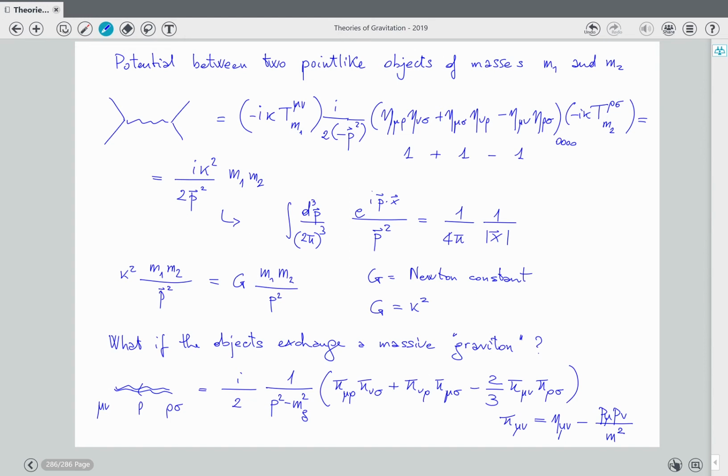So now if you want to exchange that thing, you have to repeat the same calculation and compute the 0, 0, 0, 0 component. That's not difficult because in this pi you can throw away the second part, because the stress tensors are conserved. So every time you have a p mu, p rho, p sigma, it will contract with the stress tensor, and since the stress tensors are conserved, basically we can ignore that. It's like having etas, so you need to compute the 0, 0, 0, 0 component, which will be 1 plus 1 minus 2/3.